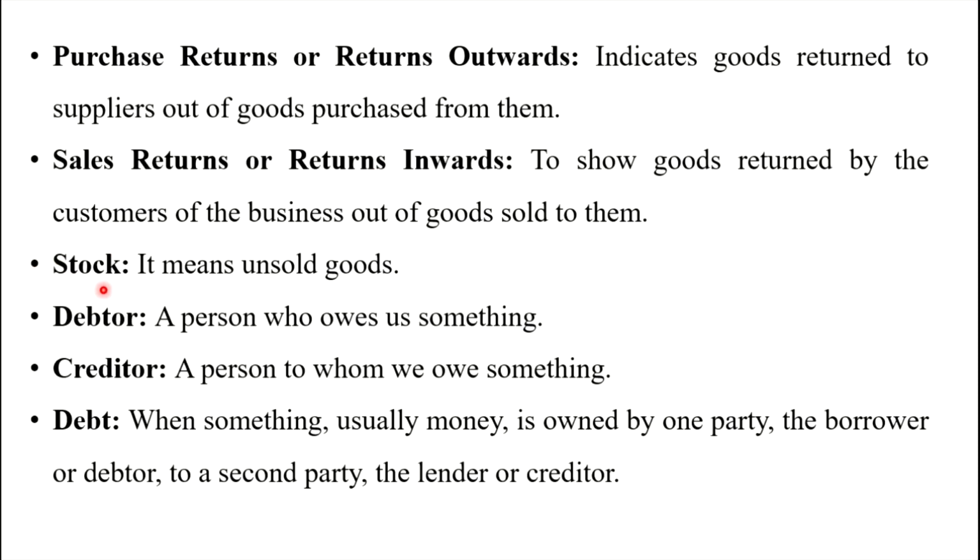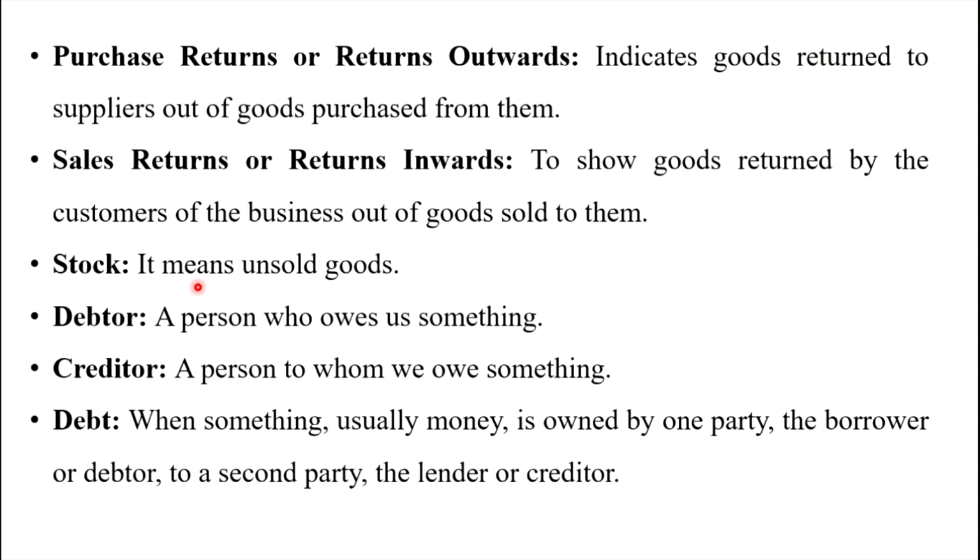Then stock. Stock means unsold goods, or we can say the goods lying in a business on any given date. There are two types of stock we come across in accounting, that is opening stock and closing stock. Opening stock means the goods on hand at the beginning of the trading year, and closing stock means goods lying unsold at the end of the trading year.